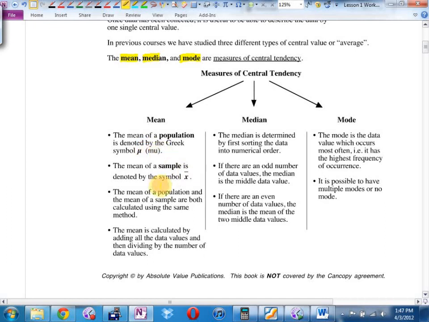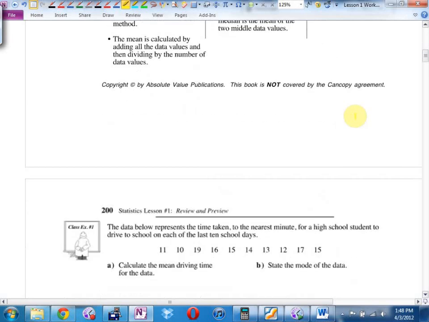The mean of a population and the mean of a sample are both calculated using the same method, adding them all up and dividing by the number of data values. Then there's the median, and then there's the mode. Let's practice some of this.